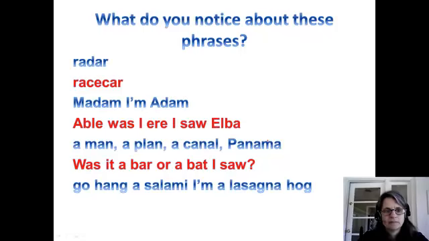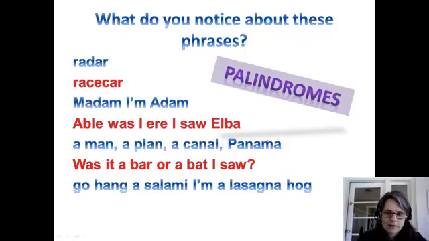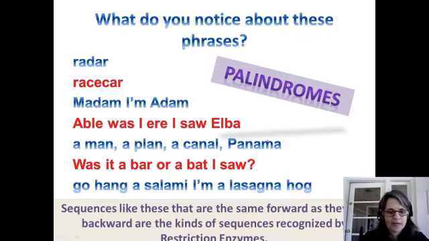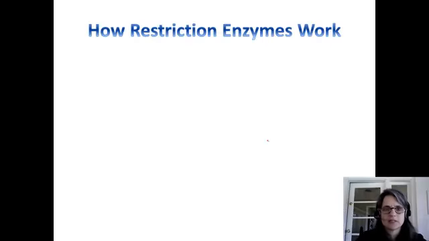Notice anything? Radar, race car, madam, I'm Adam. These phrases are all palindromes. They are phrases that are spelled the same backward as they are forward. Okay? It is sequences like these that are recognized by restriction enzymes. They are palindromes of A's, T's, C's, and G's.